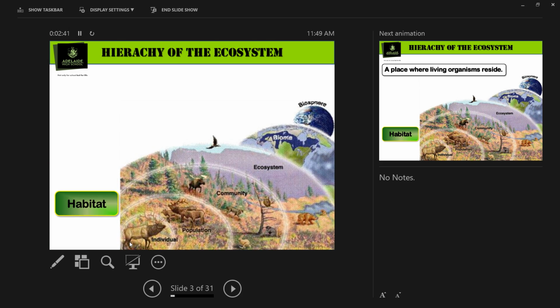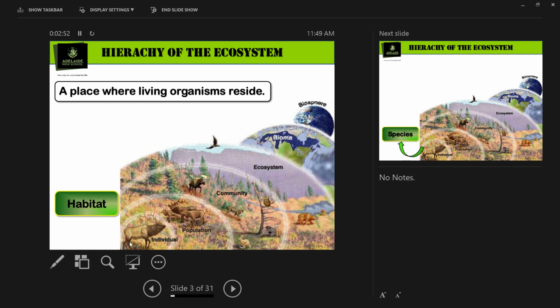Hierarchy of the ecosystem. There is a hierarchy, and we know from the basic, a habitat. We all live in a habitat, don't we? We live on the earth. So we know that habitat is a place where living organisms reside. Basic, simple fact. All right, ladies and gentlemen.